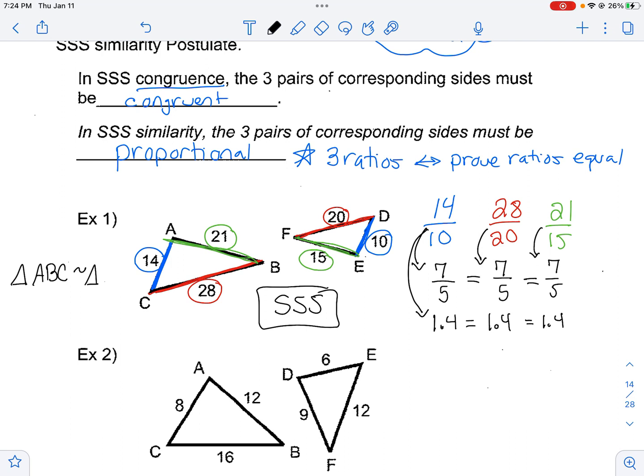Now remember, you have to match up the corresponding parts, okay? So angle A was between the blue and the green line, so that's going to pair up with angle E. So I'm going to start with angle E. Angle B was between the red and the green, so that's going to pair up with F, so EF. And then obviously that must mean that angle C pairs up with angle D. Okay, so again, really watch that you're writing the correct similarity statement, just like we did with congruence.